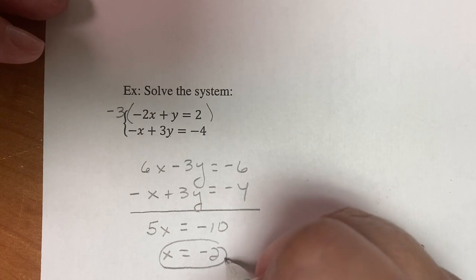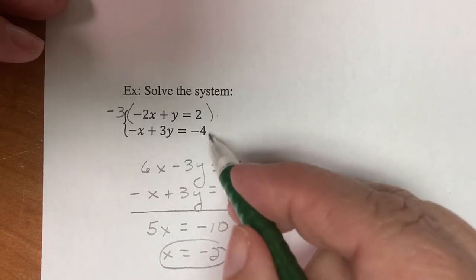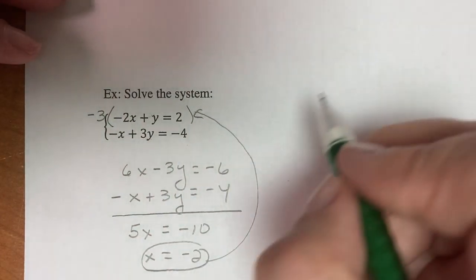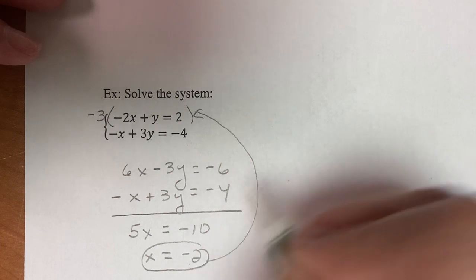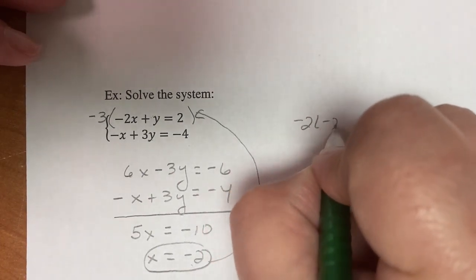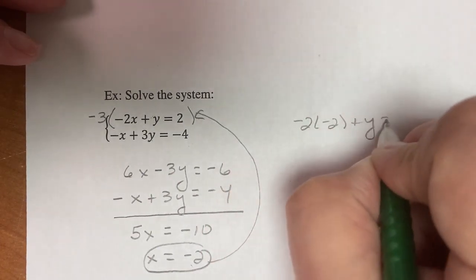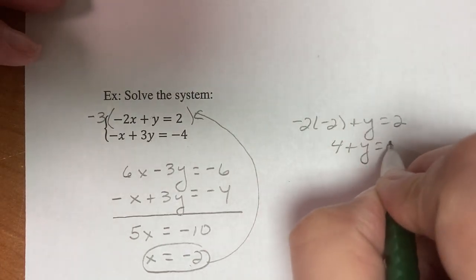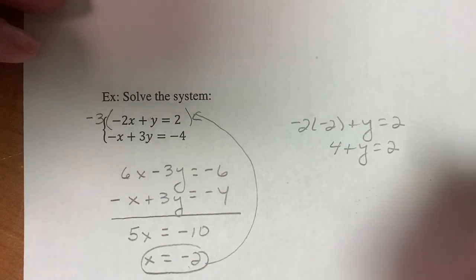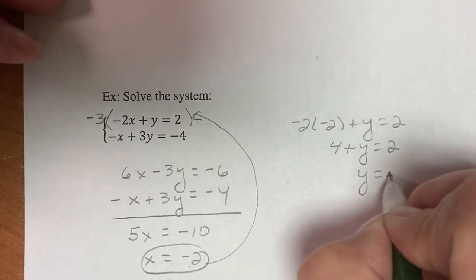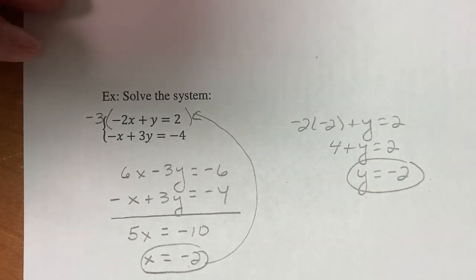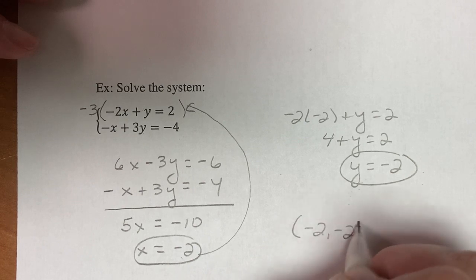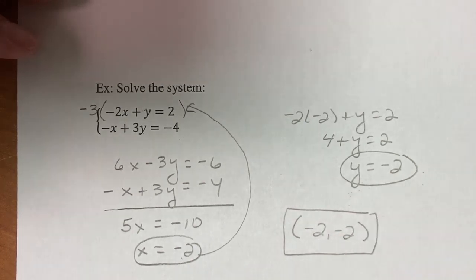And once again, to find the y, I'm going to go up into either one of the two originals. It doesn't matter. I think I'm going to go up into the top one. And wherever I see an x, I'm going to put negative 2. So negative 2 times negative 2 plus y is equal to 2. 4 plus y is equal to 2. And if I go ahead and subtract 4, I see my y is, interestingly enough, also negative 2. So the solution to this system is going to be negative 2, negative 2.